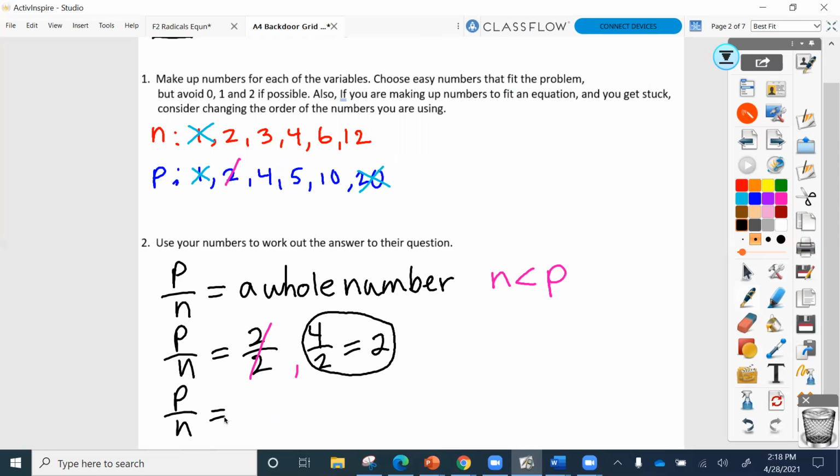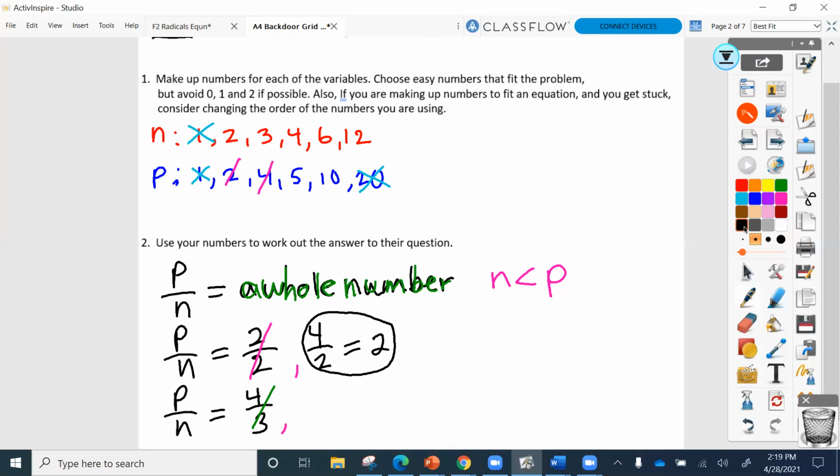All right, so we tried 4 divided by 2. We could try 4 divided by 3, but that's not a whole number, right? Let's assign a color to a whole number. Let's say green. So that's not a whole number. All right, so if we did 4 divided by 4 or 4 divided by 6, then p wouldn't be greater. So we can eliminate the 4. We've tried everything there. All right, now let's try 5.